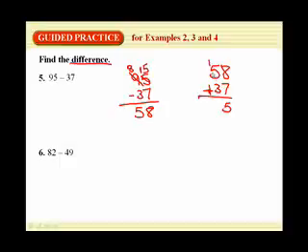8 plus 7 is 15. Carry the 1, that's 8 plus 1 is 9. 95. Works out great. So let's do another one here.